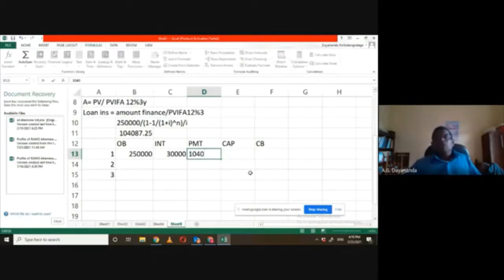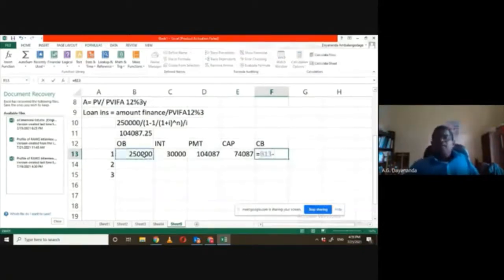What is the capital component? You are familiar with payment. The capital component is the payment minus interest. How do you get the closing balance? Closing balance is basically the capital you had at the beginning minus the capital you settled. So this is the closing balance. At the first year end, your loan balance would be so much. And the closing balance of the first year would be the second year opening balance.